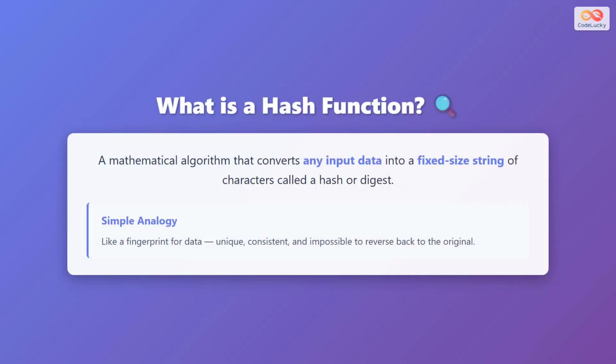A hash function is a mathematical algorithm that takes any input data, regardless of its size, and converts it into a fixed-size string of characters called a hash or digest. Think of it like a digital fingerprint for data. Just as your fingerprint uniquely identifies you and cannot be reversed back into your DNA, a hash uniquely identifies data and cannot be reversed back to the original input. The hash is always the same length, whether you're hashing a single word or an entire book. This consistency and uniqueness make hash functions incredibly powerful for data verification.